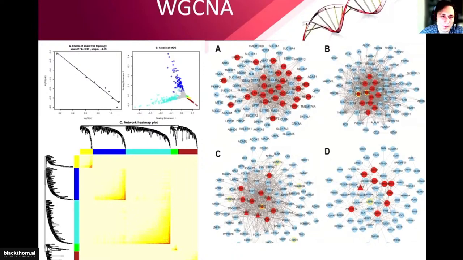Also, an important thing about WGCNA is that you can find the most connected genes in every cluster. You can find them, and the genes which are most connected within your pathway. So probably, if you want to affect some pathway, you can start from these genes.